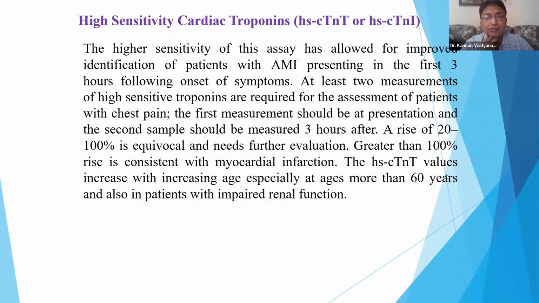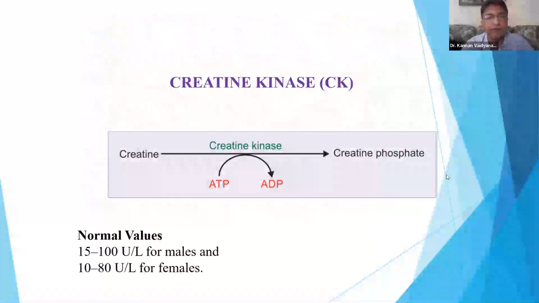And high sensitivity cTnT and cTnI values increase with increasing age, especially at ages more than 60 years, probably because of the higher infarct size in these patients, and also in patients with impaired renal function. So that's about the troponins and high sensitivity troponin.